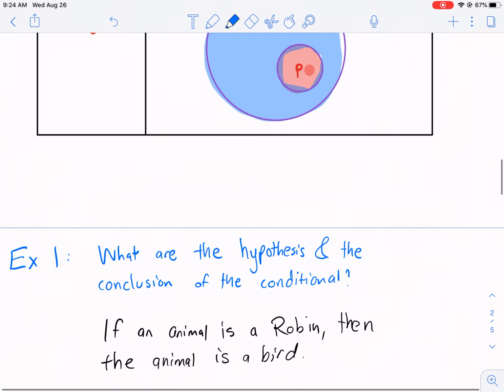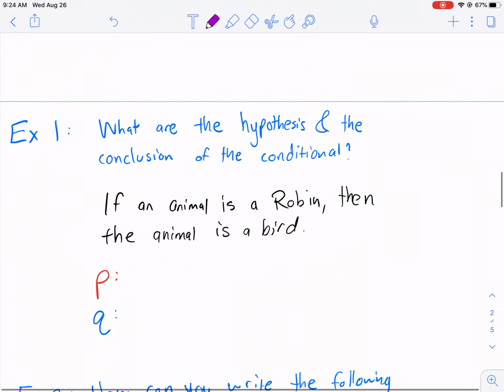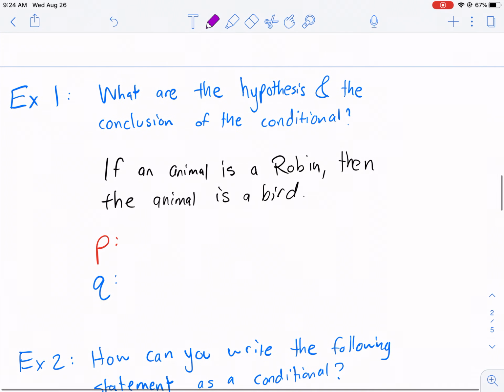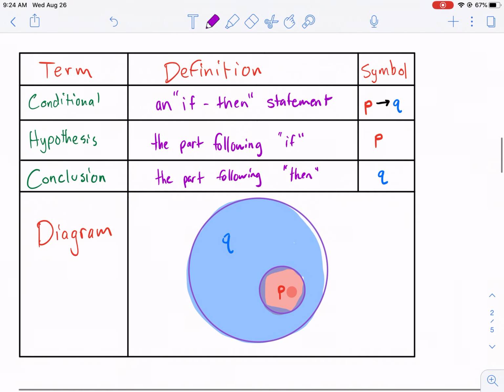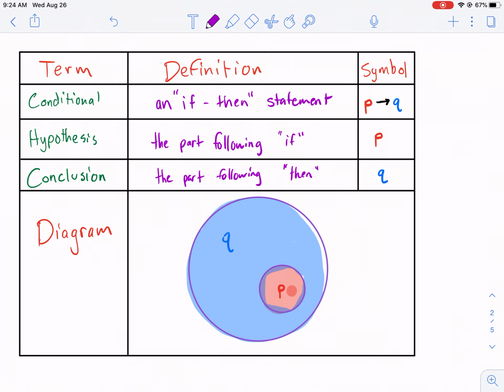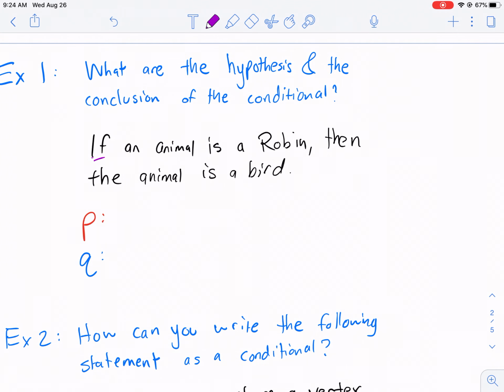Okay, so examples. This is probably what's going to really solidify what that's all about, and I'll reference that in a little bit too. What are the hypothesis and the conclusion of the conditional? Now, we already learned that a conditional is an if-then statement, so it has to have both those components. It has to have an if and a then. So we see if and we see then. So we know it's a conditional.